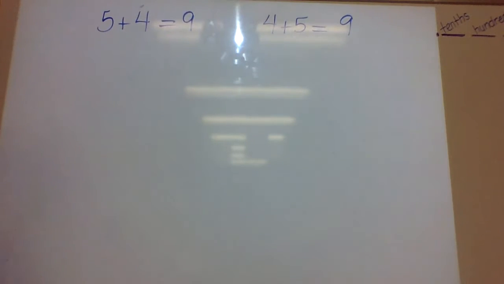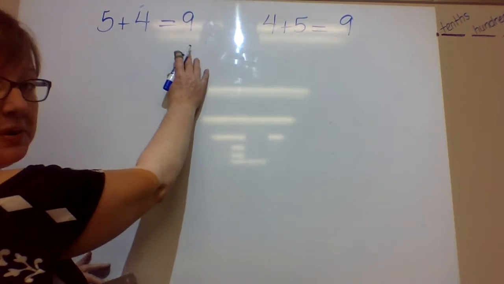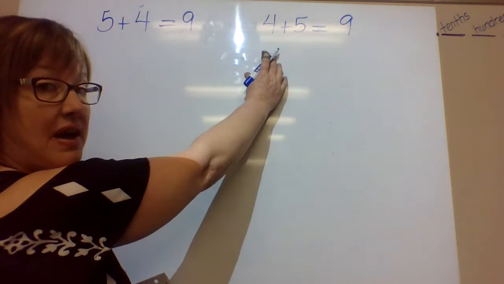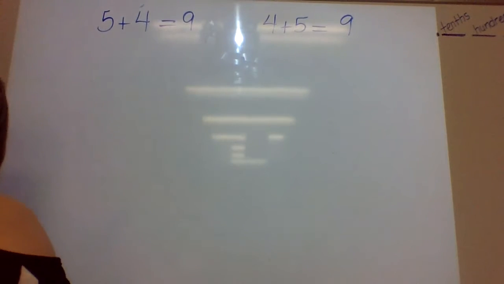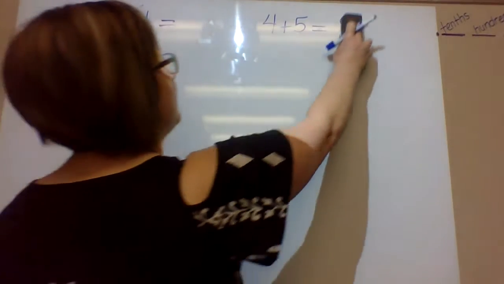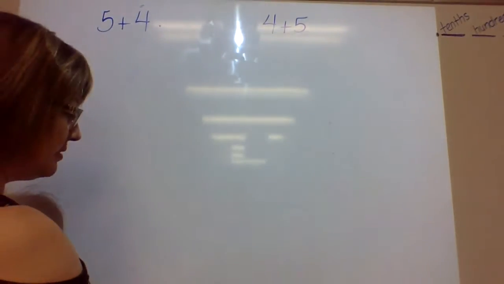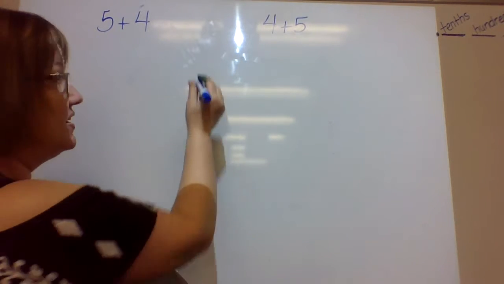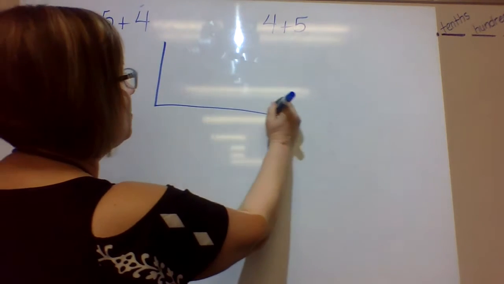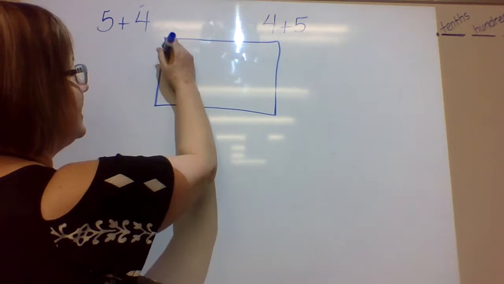And in simpler terms, it's like this. 5 plus 4 equals 9, and 4 plus 5 equals 9. Now, if I were to get rid of those and the equals, then we would end up with 5 plus 4 and 4 plus 5. And we could make a part-whole model like this.